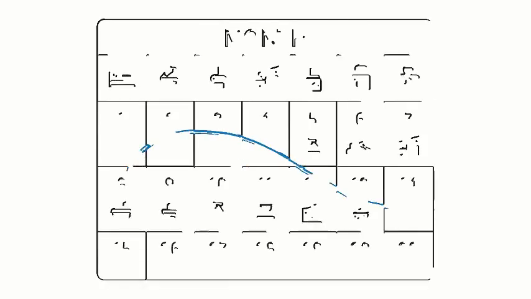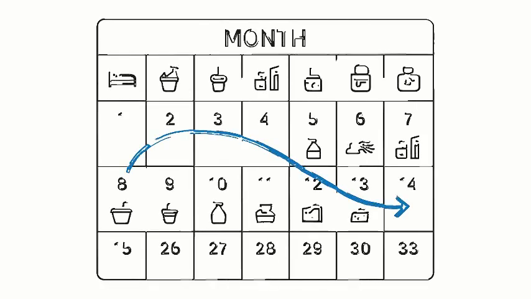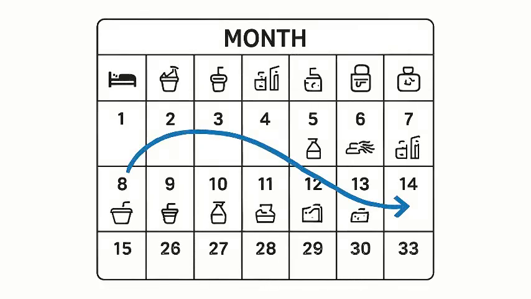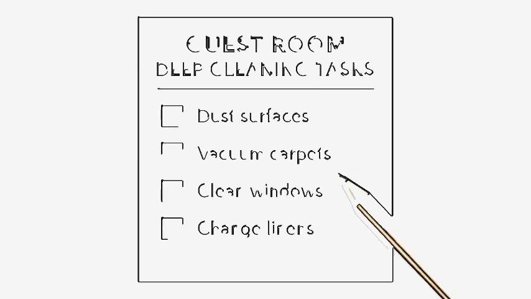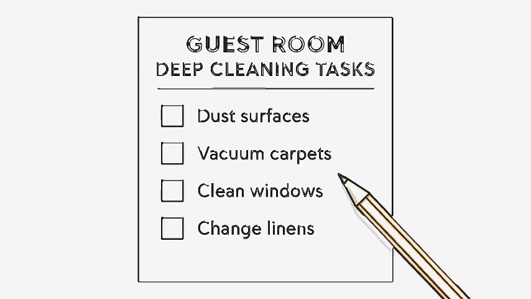Instead of trying to deep clean everything at once, we spread the work across 30 days. Each room gets normal daily cleaning, plus a small set of extra deep cleaning tasks based on that day of the rotation. Here's how it works.